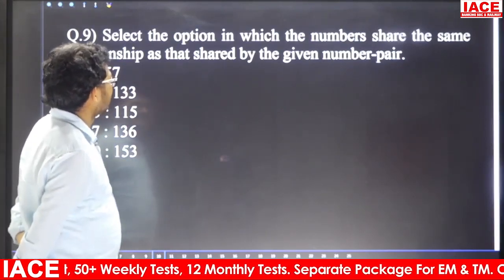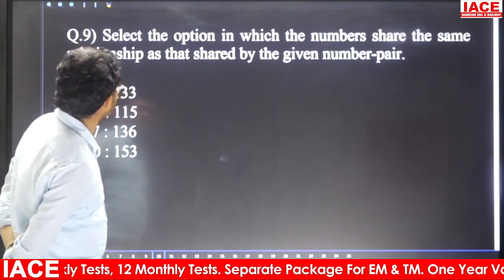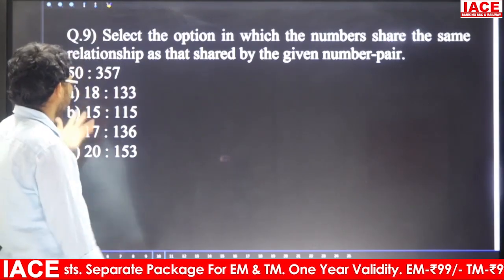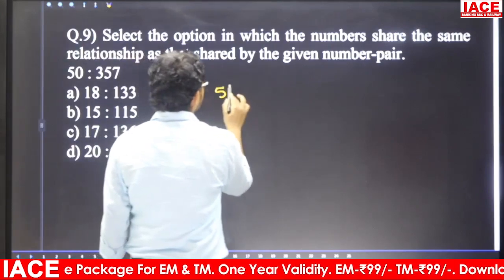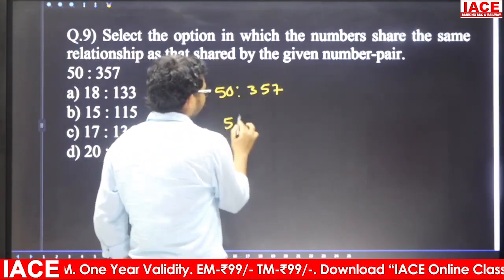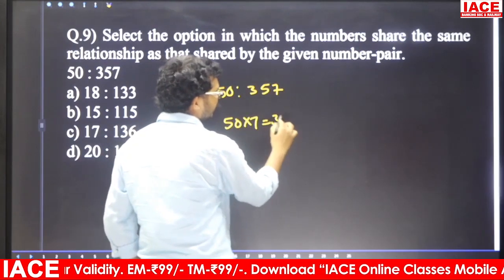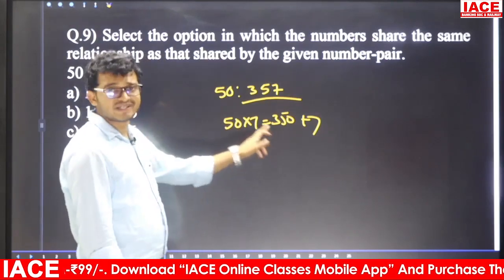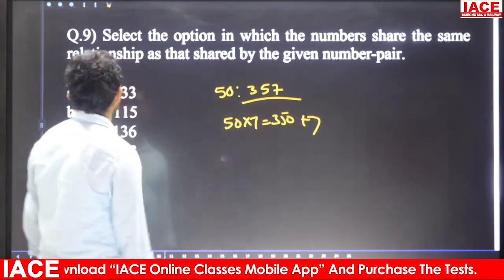Question number 9. Select the option in which the numbers share the same relationship as that shared by the given number pair. So here the given number pair is 50 is related to 357. So friends, here the logic is what? 50 into 7 is 350, plus 7 is 357. That means the logic is into 7 plus 7.